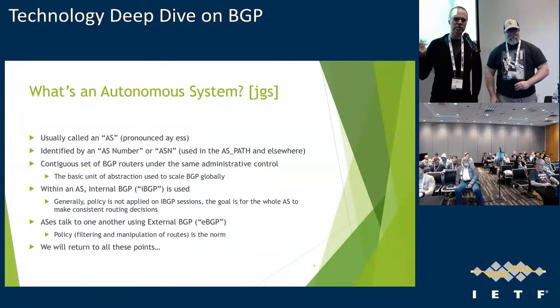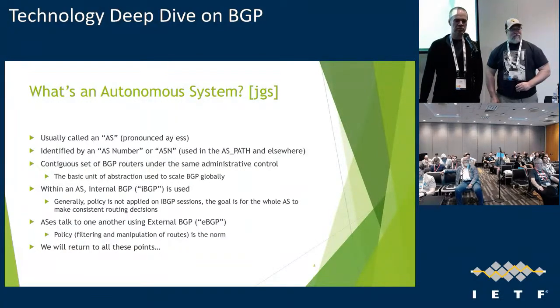So, yeah, what's an AS? It's a collection of resources that are run by the same administration. It's defined by an AS number, which is a 32-bit thing that you get assigned to you. And there are two basic flavors of BGP. There's IBGP, internal BGP, that operates inside the AS, and there's external BGP that operates between ASs.